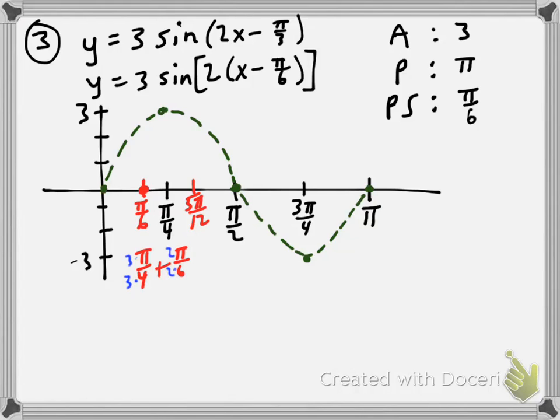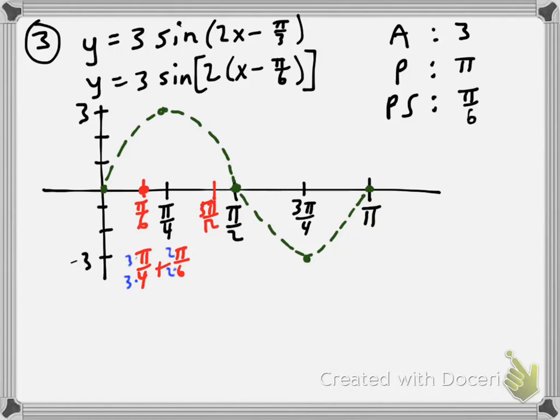Okay. I was going to erase, because I know it messed me up here. It messed me up by putting the 5 pi over 12 so close to the pi over 4. But the 5 pi over 12 should be really right over here. 5 pi over 12. Okay.